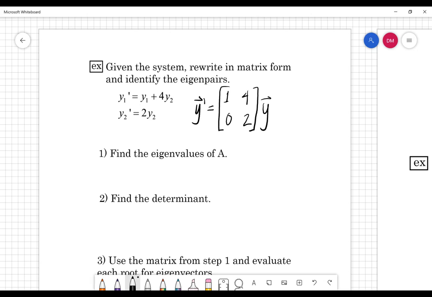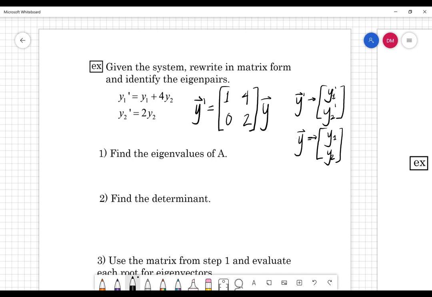Okay, so keep in mind too that this y prime, this vector function that we did here, is interchangeable. If you wrote this as y1 prime, y2 prime, that's totally fine. If instead of y, you wrote that out as the vector function y1, y2, also fine. Okay, that's what each of those are representative of. So we're going to find the eigenvalues of A.